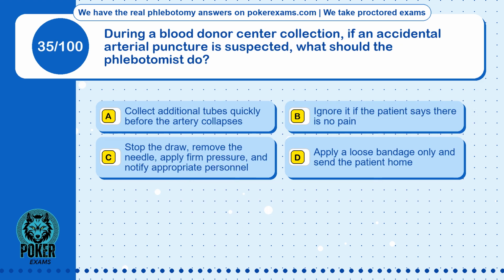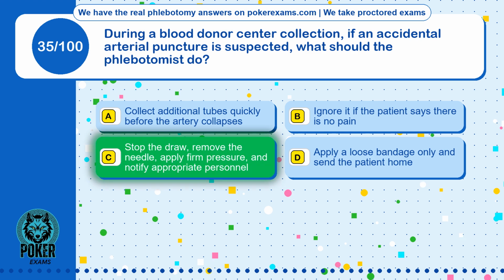Question 35. During a blood donor center collection, if an accidental arterial puncture is suspected, what should the phlebotomist do? Option A. Collect additional tubes quickly before the artery collapses. Option B. Ignore it if the patient says there is no pain. Option C. Stop the draw, remove the needle, apply firm pressure, and notify appropriate personnel. Option D. Apply a loose bandage only and send the patient home.